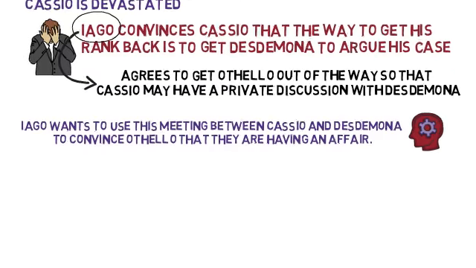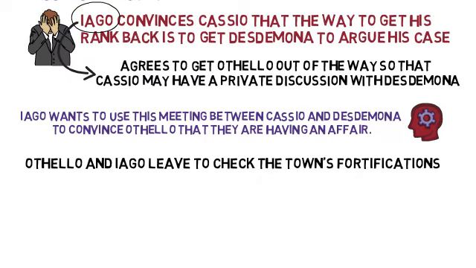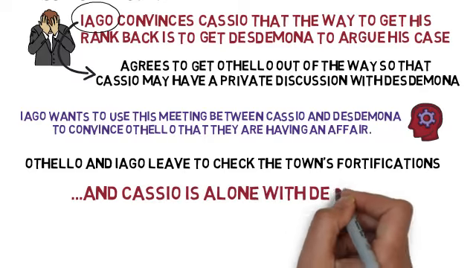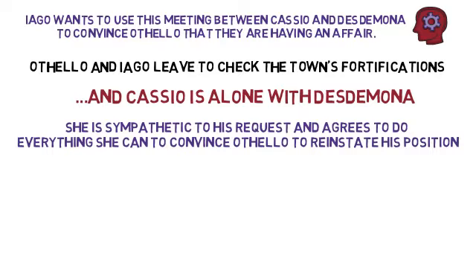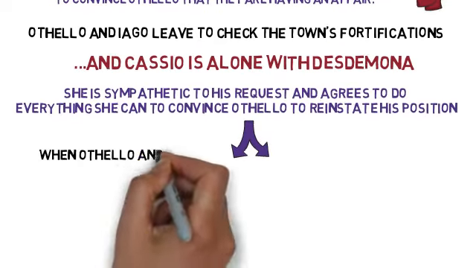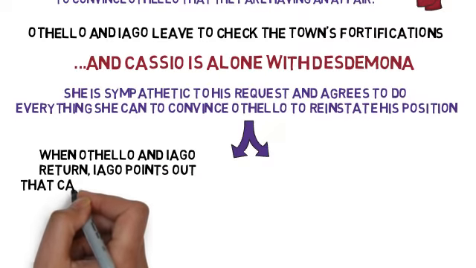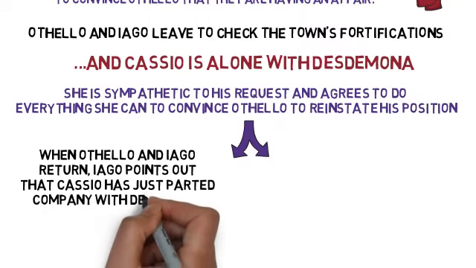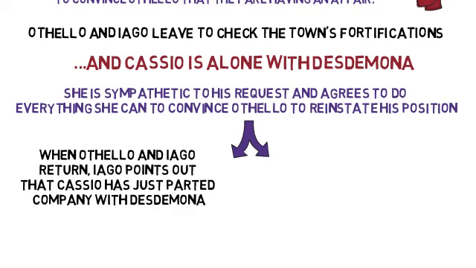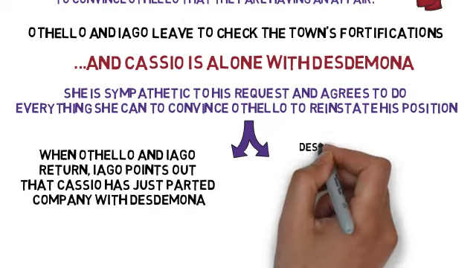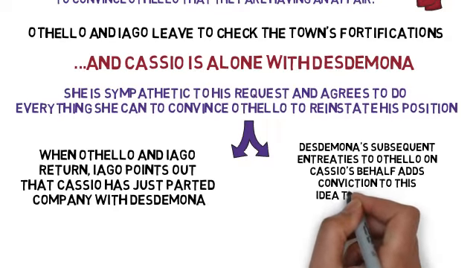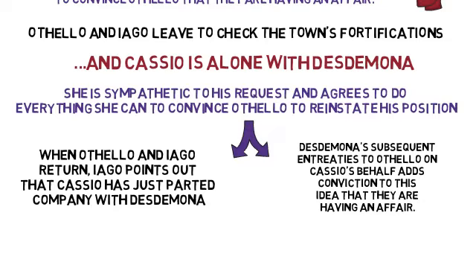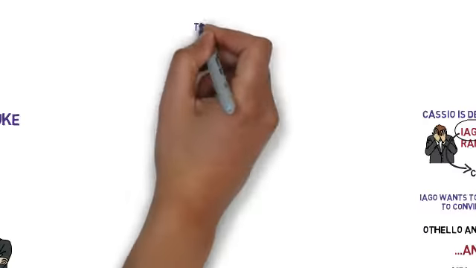Sure enough, Othello and Iago leave to check the town's fortifications, and Cassio's alone with Desdemona. She's sympathetic to his request and agrees to do everything she can to convince Othello to reinstate his position. This plays into Iago's hands in two ways. The first is that when Othello and Iago return, Iago points out that Cassio has just parted company with Desdemona, with the aim of planting the first seeds of jealousy in Othello's mind. Further, Desdemona's subsequent entreaties to Othello on Cassio's behalf almost immediately add conviction to this idea that they're having an affair.